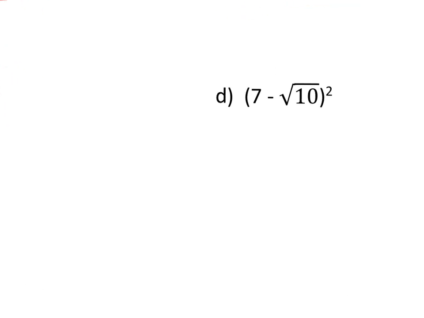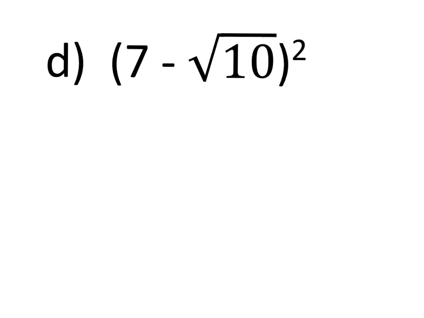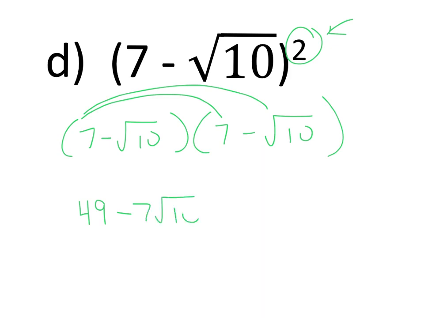All right, next guy. So now we know that this squared means we're going to write it out twice, right? We know what that means. So I've got 7 minus square root of 10 times 7 minus square root of 10. Okay, so now I'm going to multiply or FOIL it. So 7 times 7 is 49. 7 times root 10 is negative 7 root 10.